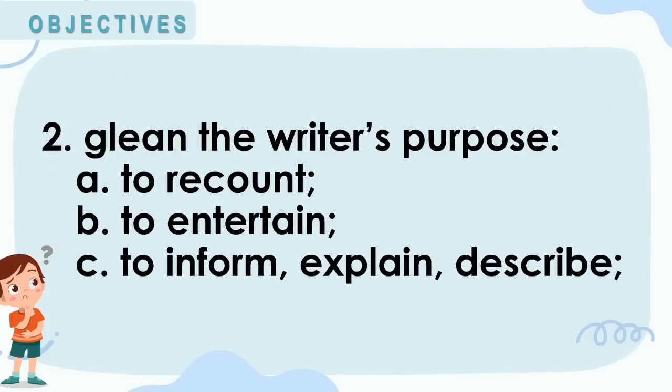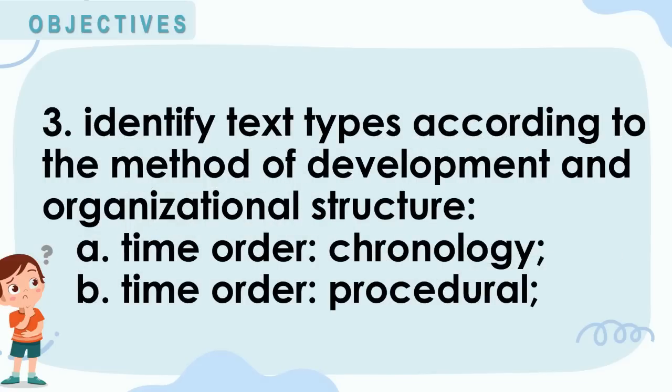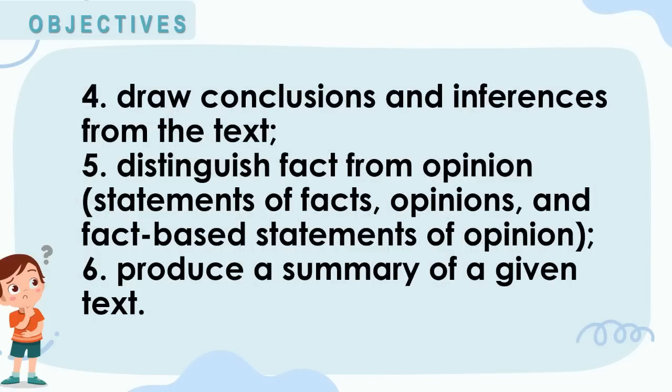Glean the writer's purpose: to recount, to entertain, to inform, explain, or describe. Identify text types according to the method of development and organizational structure: time order, chronology, procedural. Draw conclusions and inferences from the text.